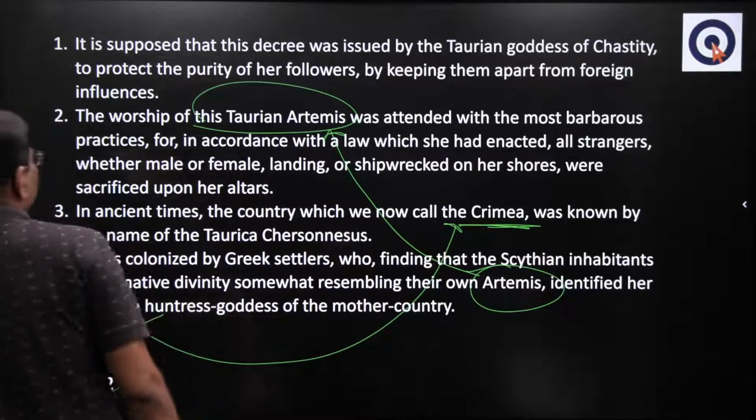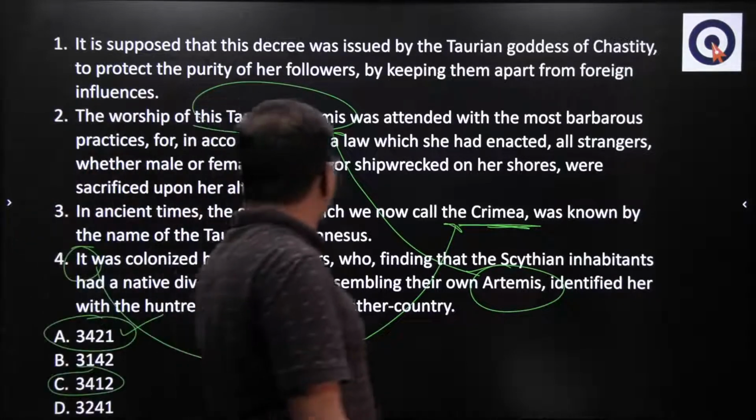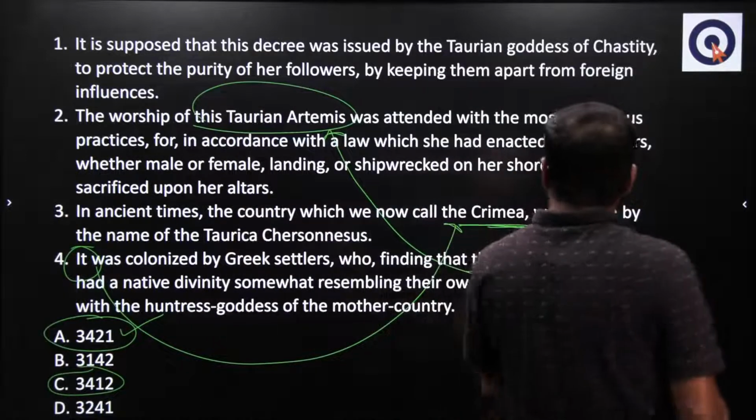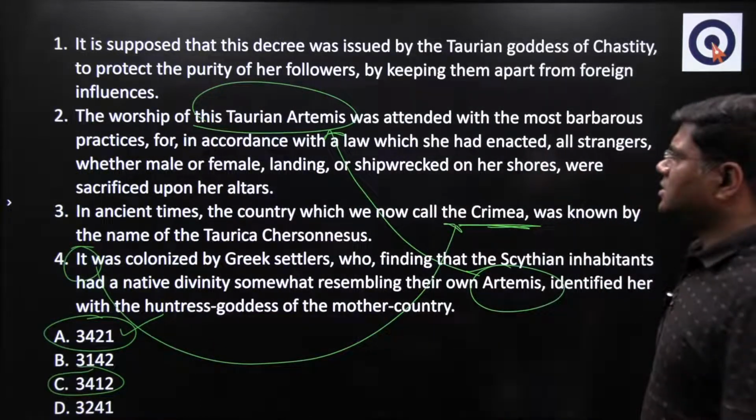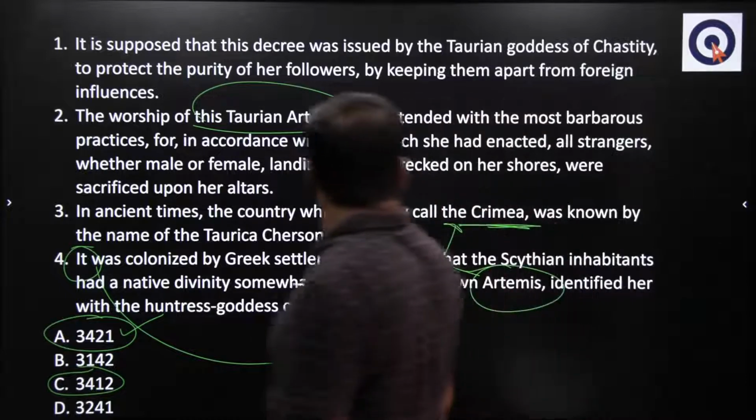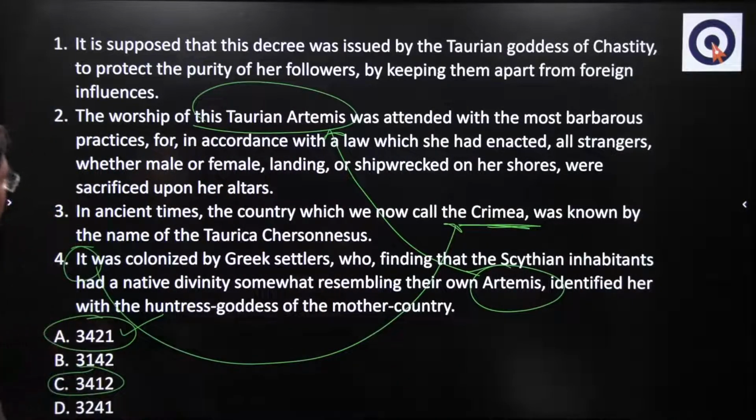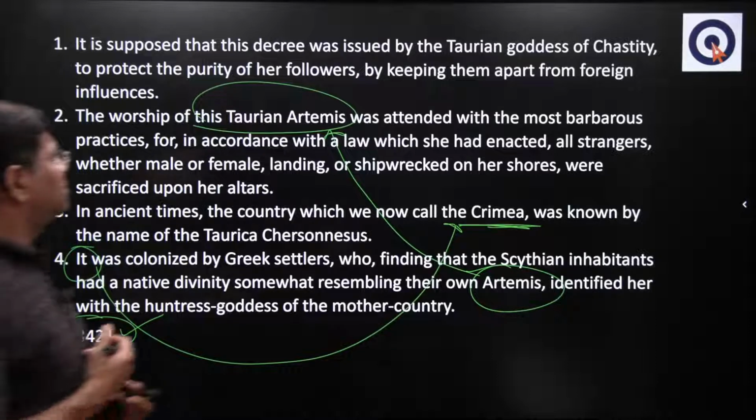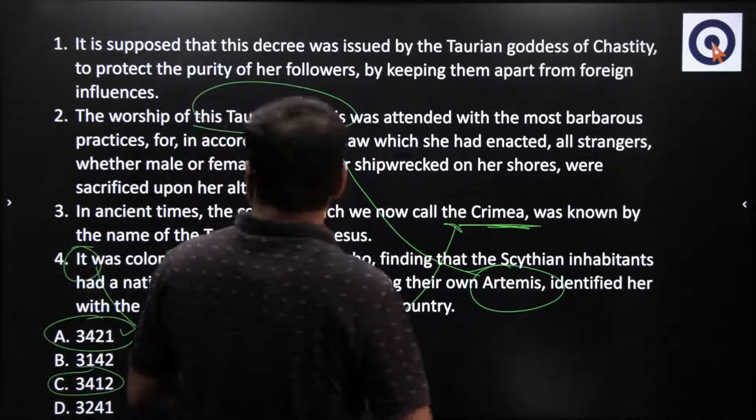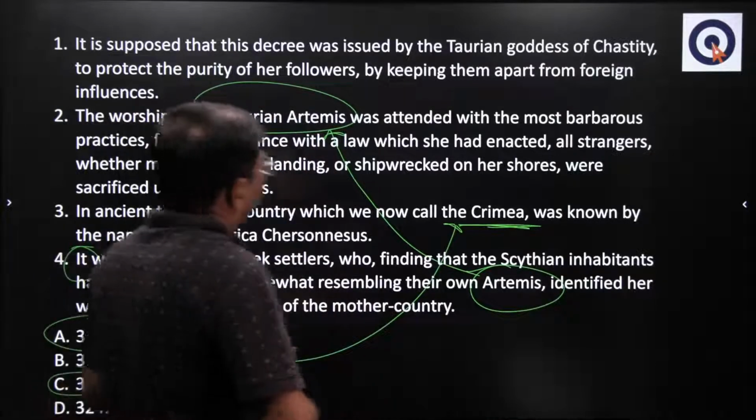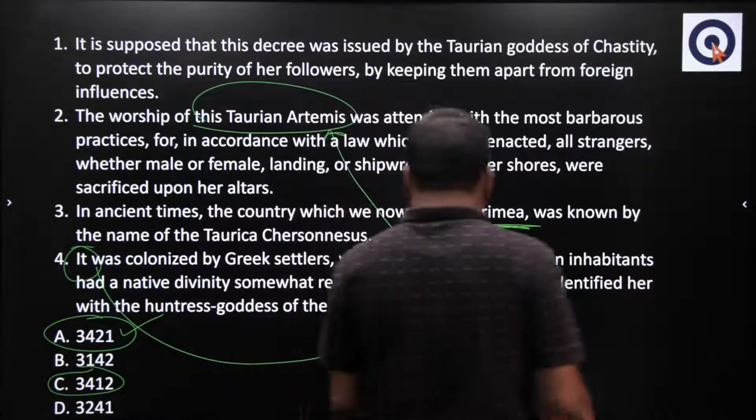The worship of this Taurian Artemis was attended with the most barbarous practices. For, in accordance with the law which she had enacted, all strangers, whether male or female, landing or shipwrecked on her shores, were sacrificed upon her altars. It is supposed that this decree was issued by the Taurian goddess of chastity to protect the purity of her followers by keeping them apart from foreign influences.